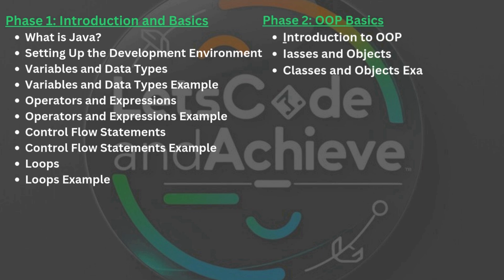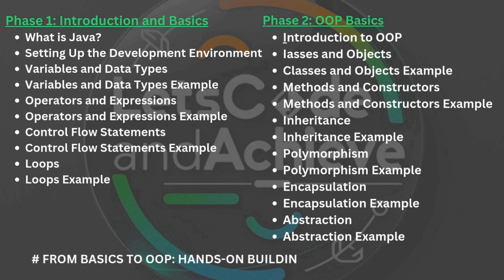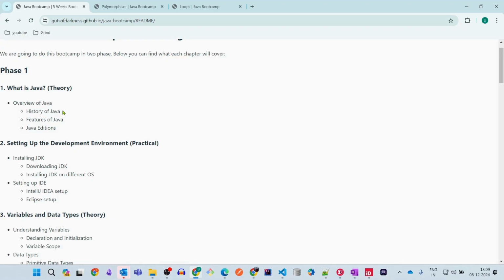Our curriculum is divided into two phases. By the end, we will code a full project in Java from scratch. We will start with the basics in phase 1, which will help us understand the advanced concepts in phase 2. So let's start. We will use our GitHub repository to guide us through the topics.